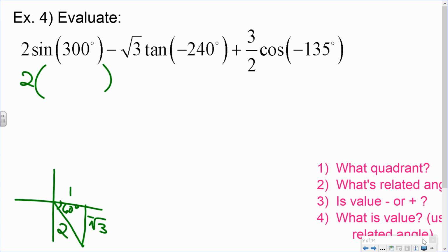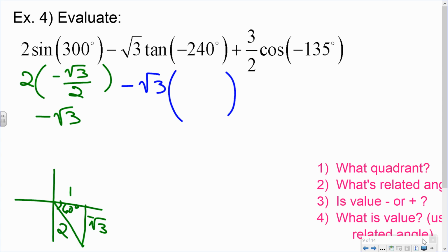So, Ashani, sine will be what number over what number for that triangle? Negative root 3 over 2. So the 2's will cancel out, leaving me just with a minus root 3. So then I have minus root 3 times some ratio. So this time I need to go to negative 240 degrees.